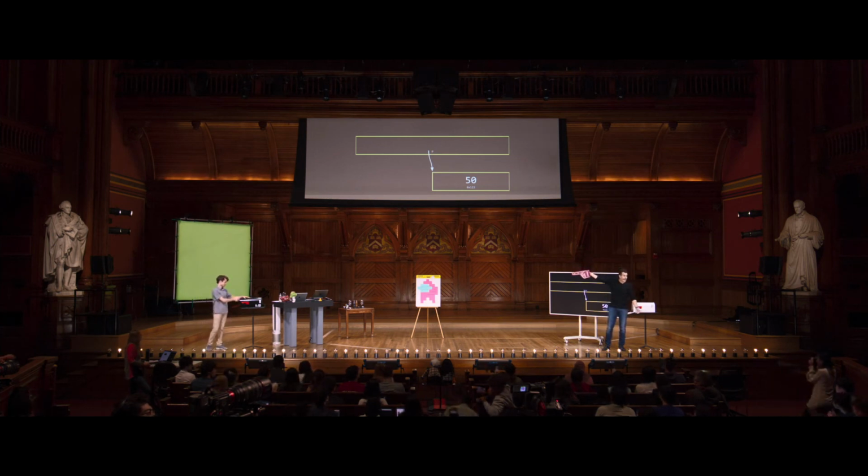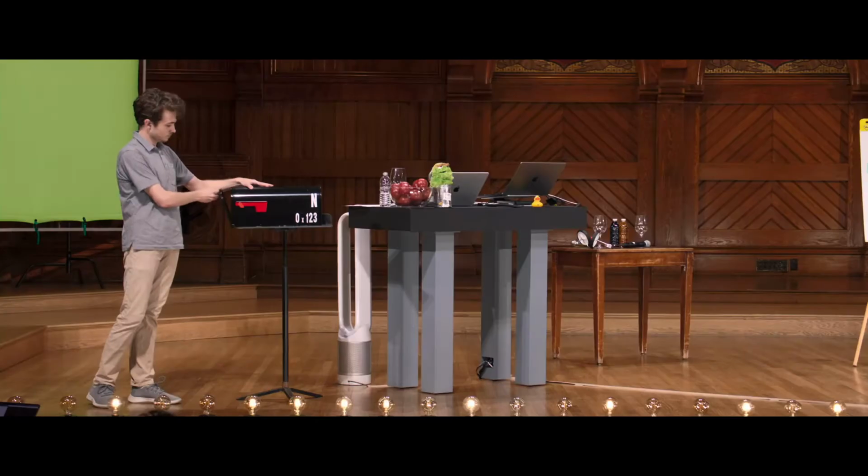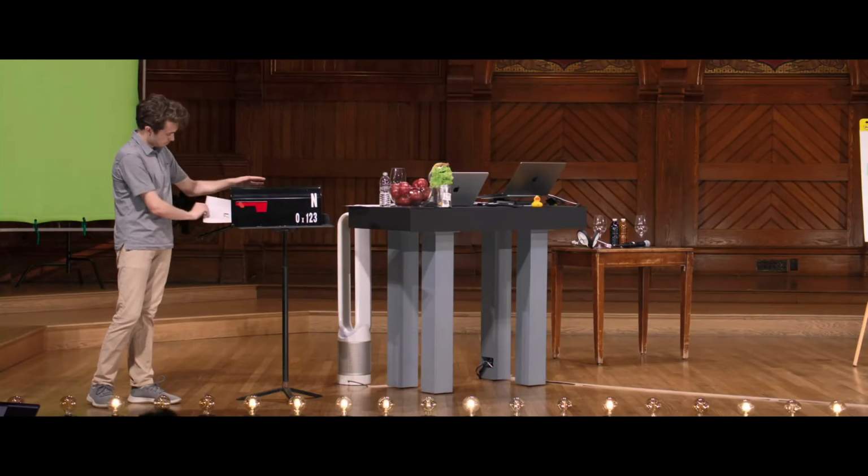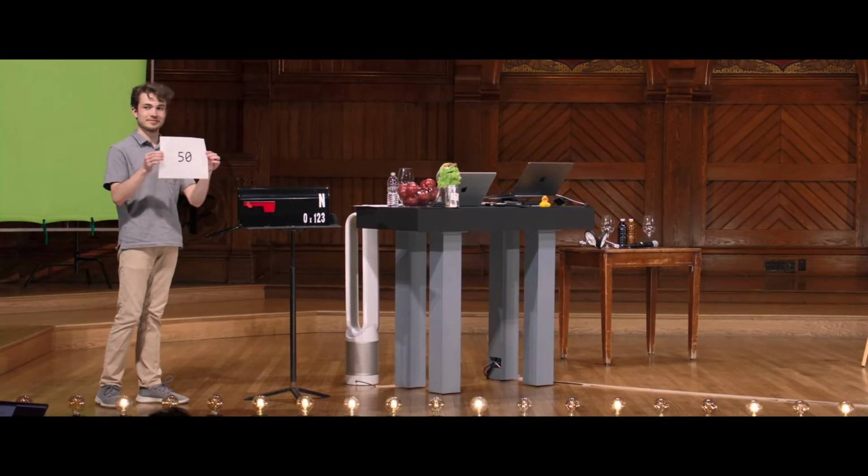So p is pointing at n, and so it turns out we will be able to write code now that will do the equivalent of me walking over to n. But for now, Carter, if you want to reveal what's in the mailbox, we should see, indeed, the number 50.